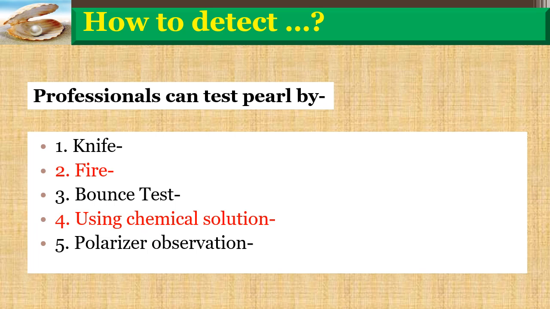By polarizer observation, pearls are almost all light or semi-transparent, while the duplicate or imitation pearls have a transparent layer and they don't have a uniform torus. These 10 characteristics are the most important to detect whether the pearl is original or not.